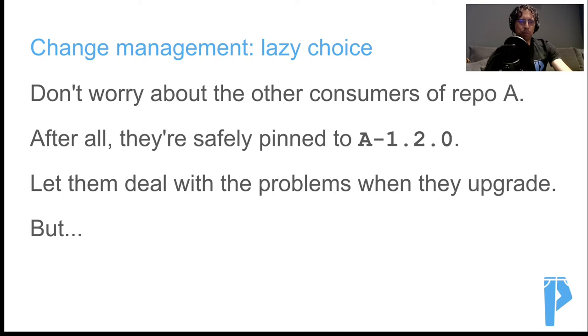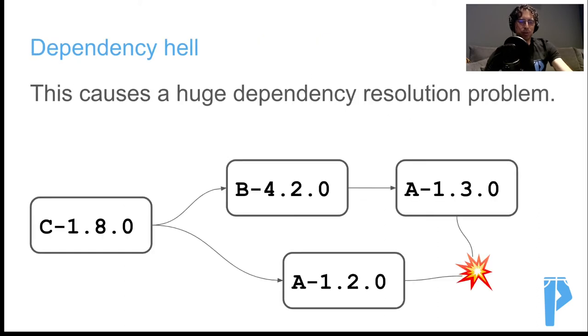And so what problem does this cause? This causes the famous dependency hell problem, where because a binary or some repo C in this case may end up depending on different versions of A through different dependency paths, you have to pick one, and it's possible that neither of them will actually work. And so you end up with this conflict that actually requires all of that hard work. And this is what I mean by hiding problems.